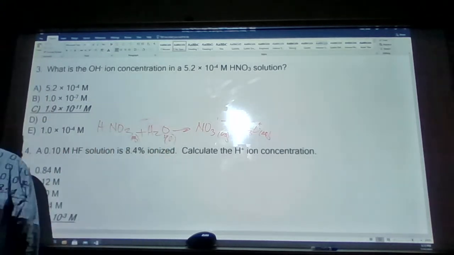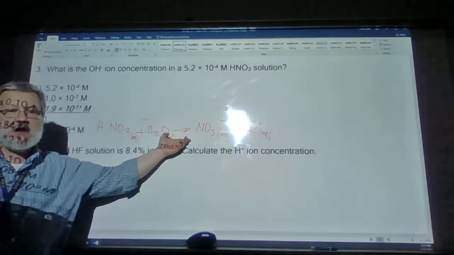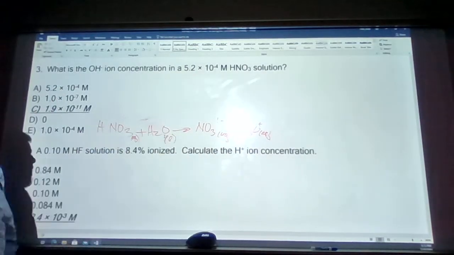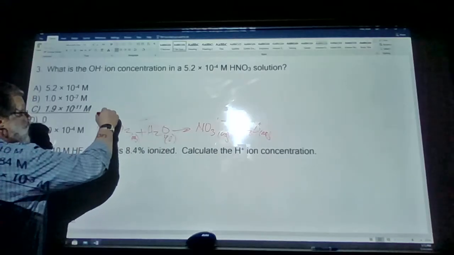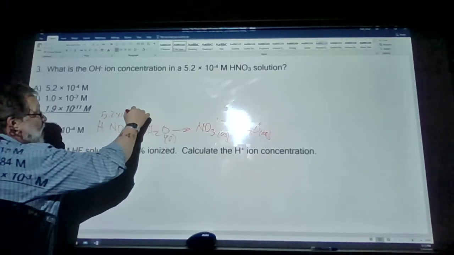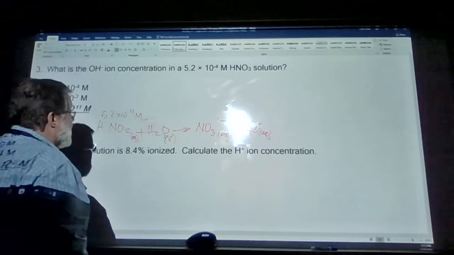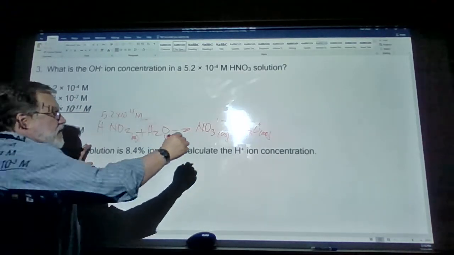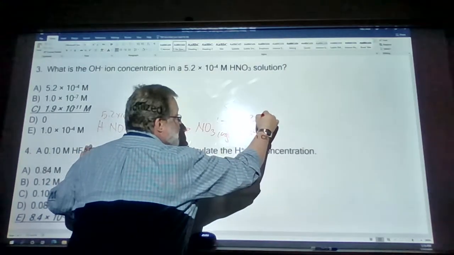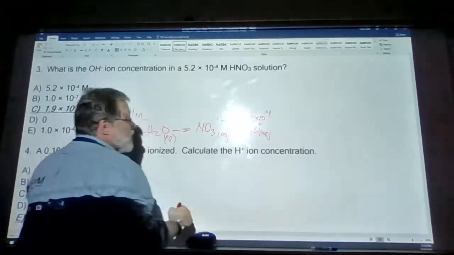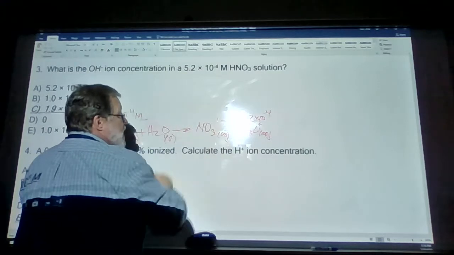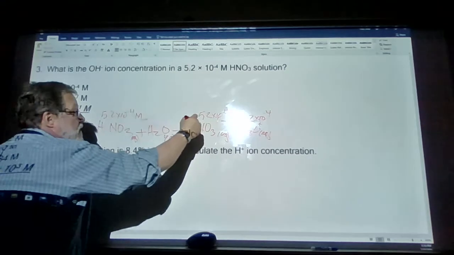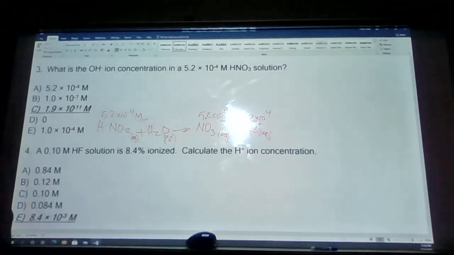How have I drawn the arrow? I've drawn it not as an equilibrium arrow, but as an arrow that only goes one way. Since it is a strong acid, if we start out with 5.2 times 10 to the minus 4 molar HNO3, and this goes all the way to the right, we have 5.2 times 10 to the minus 4 molar H3O plus concentration, and also 5.2 times 10 to the minus 4 molar NO3 minus concentration.